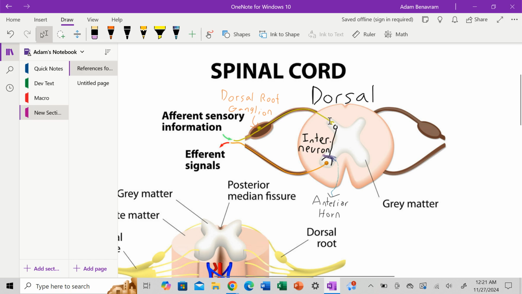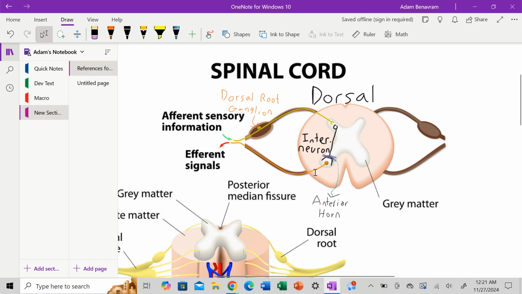And then once the info gets into the spinal cord, it can go up to the brain, and then info can come back out from the brain too, down the spinal cord. So then, to continue with the travel of information, there's going to be interneurons, which are going to communicate between the sensory and the motor neurons, which I'll touch on next.